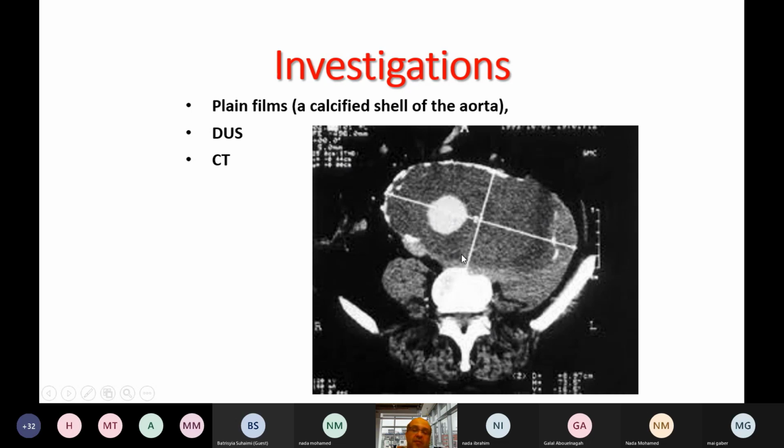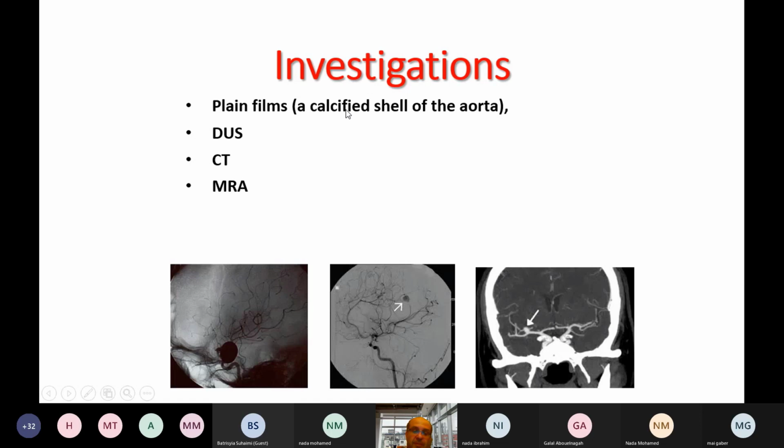When I do CT, I have to measure the diameter of the aneurysm. I have two diameters. This diameter could be 5 centimeters, for example, but this is 7 centimeters. Which one will I consider? The largest one. So if I have one plane, for example, 4 centimeters, and the other 7 centimeters, I will take 7 centimeters and say the patient needs intervention. Sometimes I'll do MRA.